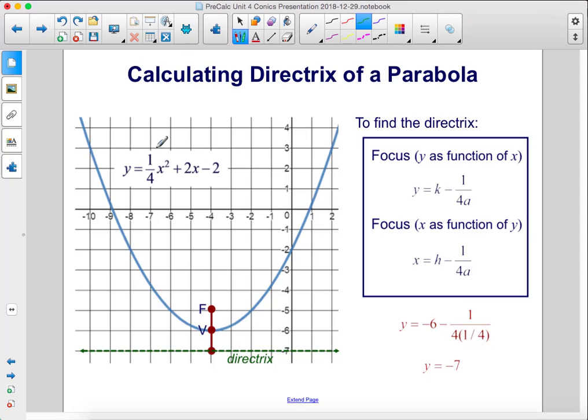In this case, y is a function of x, so we're going to use this equation right there. And k is going to be the y-coordinate of the vertex, -6. And then we're going to subtract 1 over 4a. And 1 over 4a here is 1. So this whole thing is 1. -6 minus 1 is -7. And that is where the directrix is.